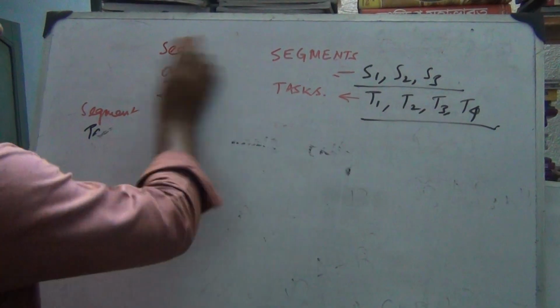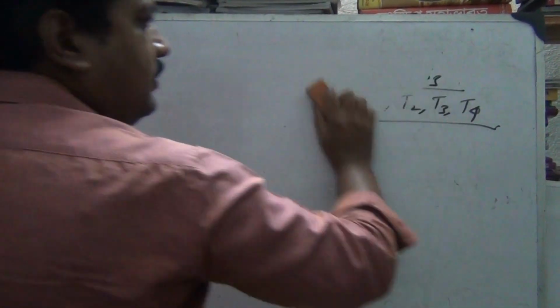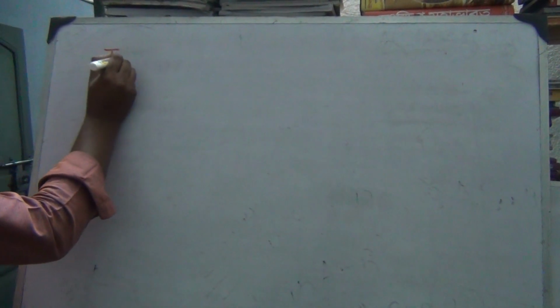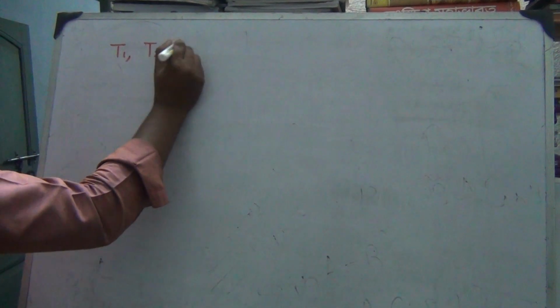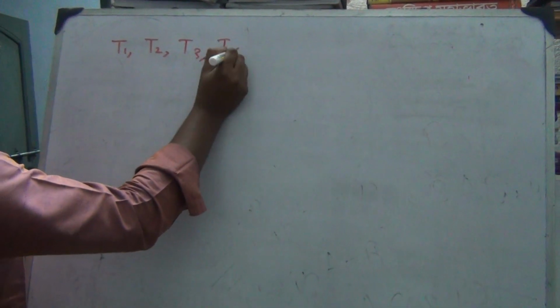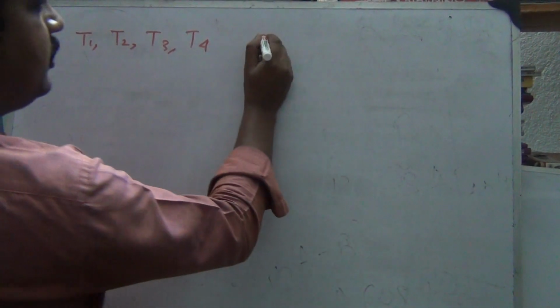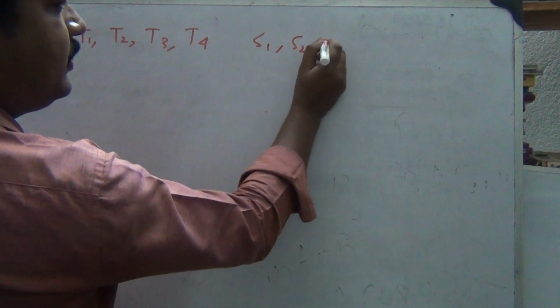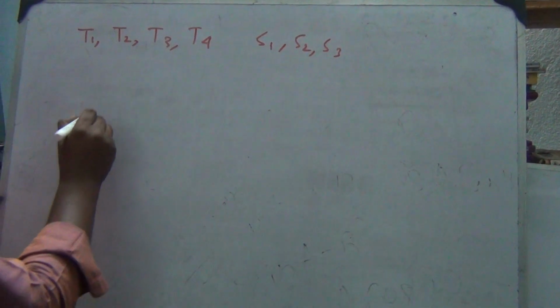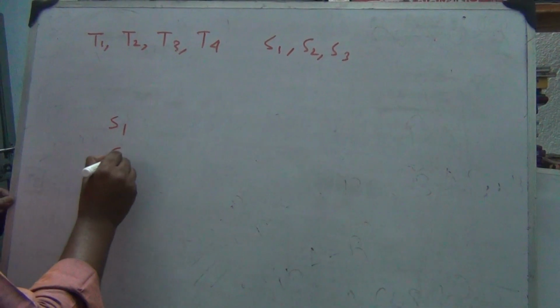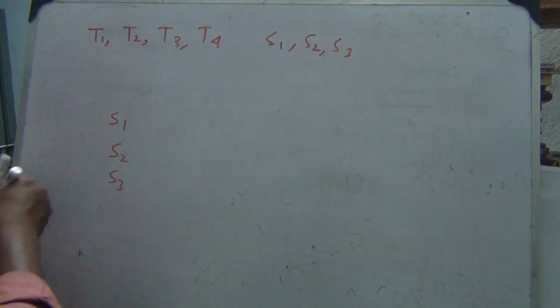Now coming to the next design. T1 is a task, T2 is a task, T3 is a task, and T4 is a task. Whatever the task is, it does not matter. The task you have to perform by this pipelining system goes to S1, S2 and S3. So now I am designing S1, S2, S3.